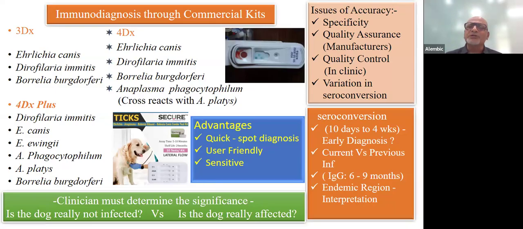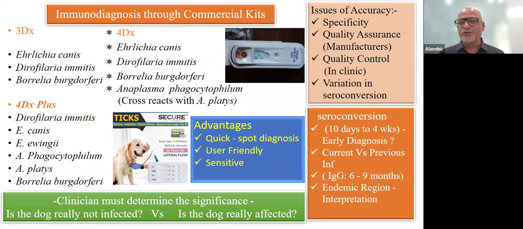Then quality assurance is also a problem at the manufacturer level. Quality assurance in the clinic matters too, because these kits are available. Once you open the packet, it should be preserved properly. Otherwise, deterioration is quite fast, and then you may get erroneous results. So that is there. And the third and the last factor is variation in the seroconversion.